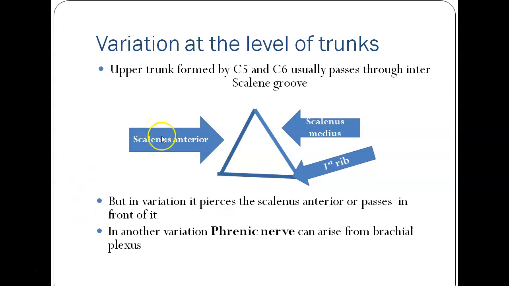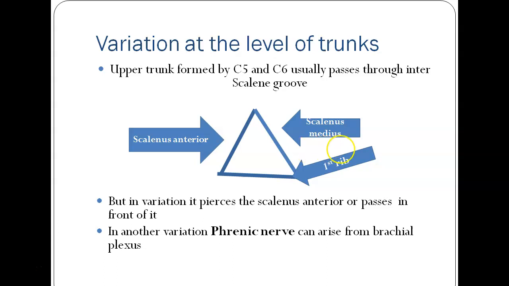And posteriorly you can see one more muscle, that is scalenus medius. And the base of the triangle is formed by the first rib. So this is the scalene triangle and the scalene groove through which the upper trunk passes.